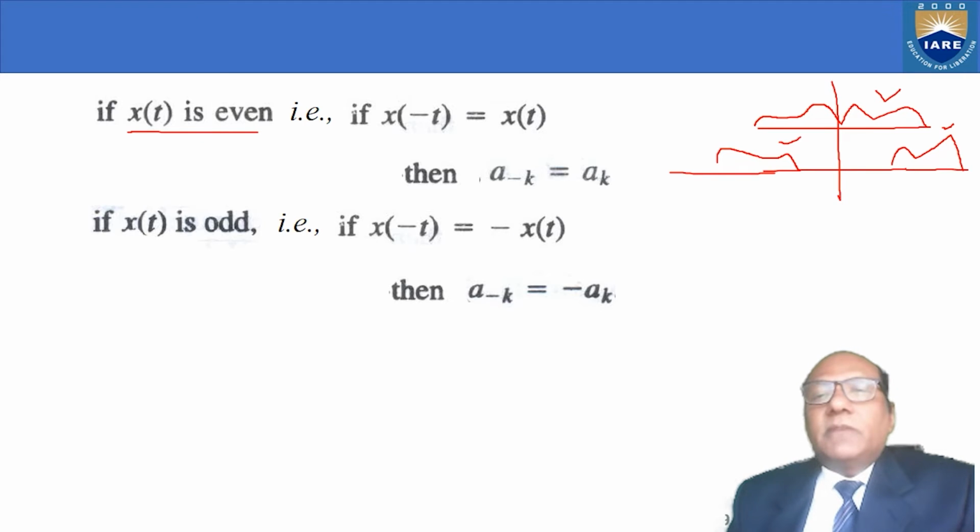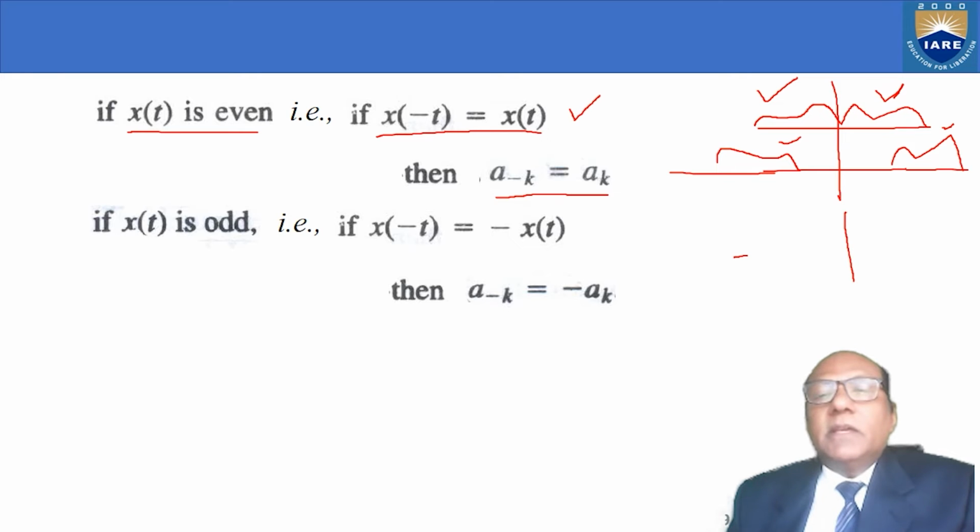So if x of t is an even symmetric signal, what is happening here? This is x of t, this is x of minus t, left hand side equal to right hand side, that is what is written here. x of minus t equal to x of plus t. Then in that case, a of minus k equal to a of k. Same thing, that means the coefficients a_k are also even symmetric.